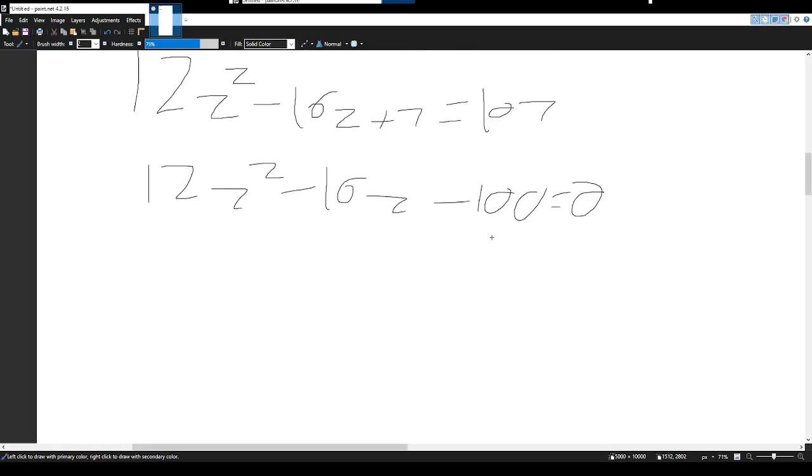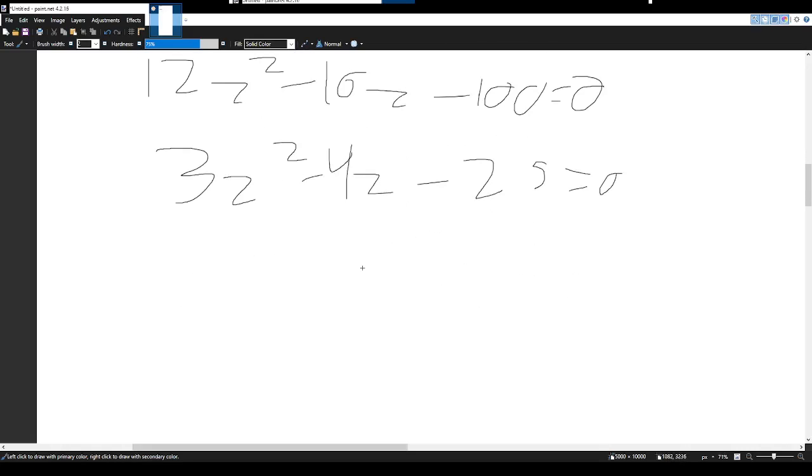There we go. And now you could probably do some dividing, right? You could probably divide by 4, so 3z squared minus 4z minus 25 equals 0. I don't know if that makes it any easier, but let's see.